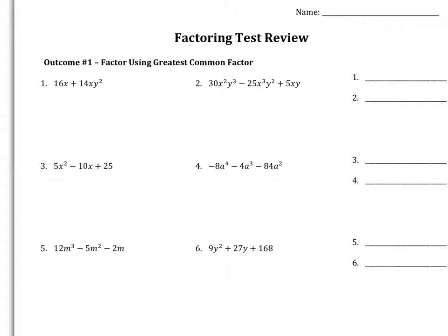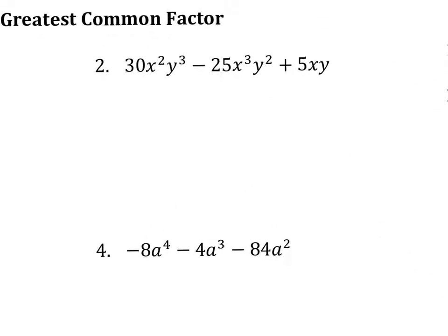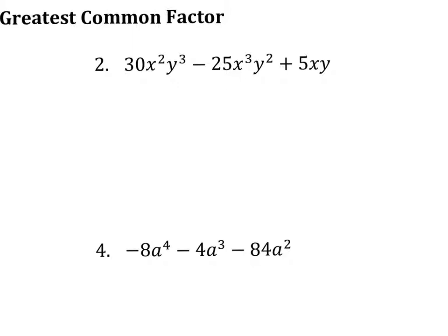So we're going to start with outcome number 1, which is factoring using greatest common factor. In group number 1, all you had to do is find the GCF. Okay, so we're going to look at, let's do number 2. Now, number 2 we've seen before on your last homework quiz. So we're going to do number 2, GCF.